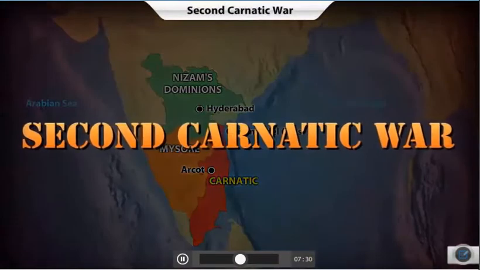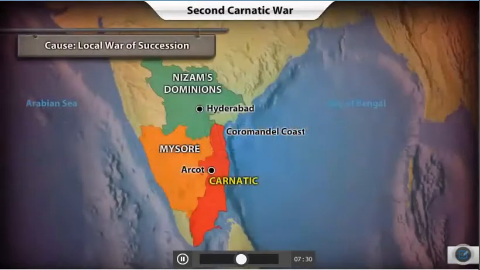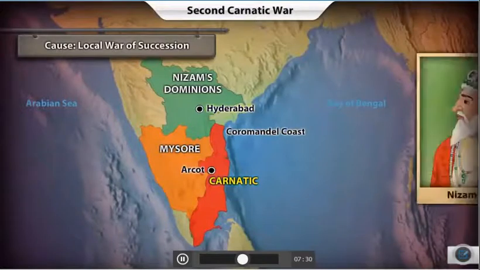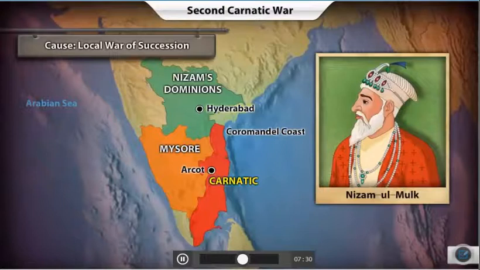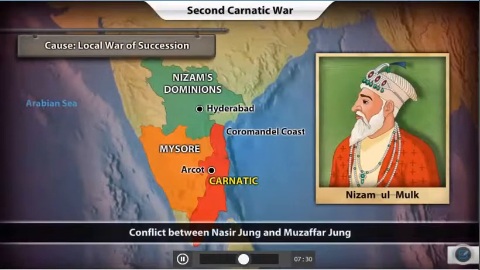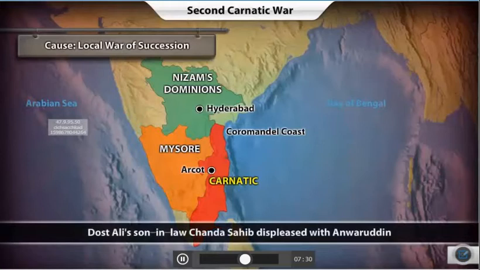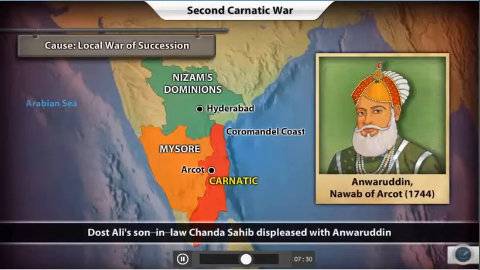The Second Carnatic War, fought in 1748, was actually a local war of succession triggered by the death of rulers of Hyderabad and Carnatic. After the death of Nizam-ul-Mulk of Hyderabad in 1748, his son Nasir Jung and his grandson Muzaffar Jung were both fighting for the throne. While in Carnatic, Dost Ali's son-in-law Chanda Sahib was displeased when Anwaruddin, a British supporter, was made the Nawab in 1744.